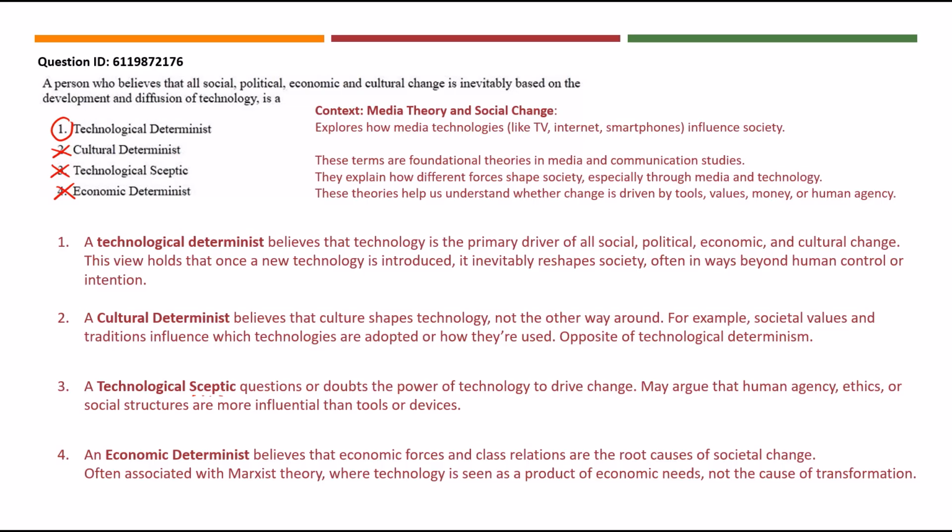So 1 says it is because of tools, 2 says it is because of values and 4 says it is because of the economic needs, the money, and 3 says it is because of human agency and not because of tools. So here this is 1, this is 2, this is 3 and this is 4. You can equate the terms appropriately.